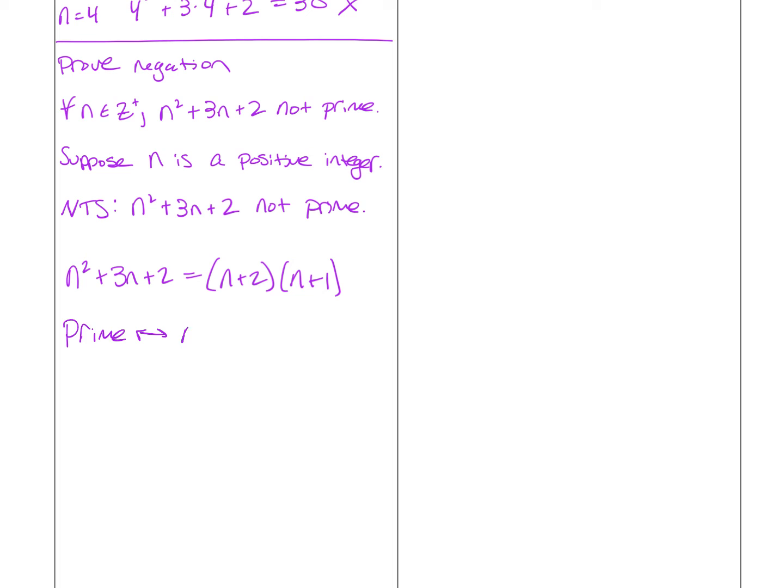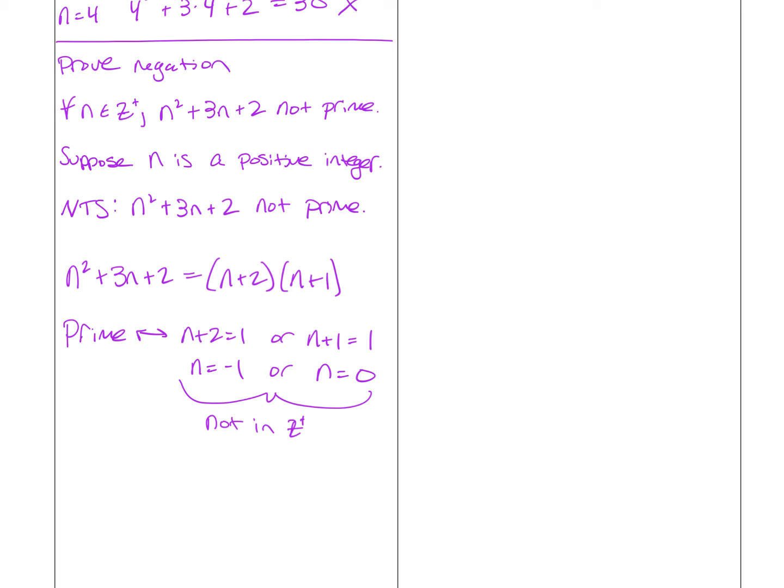So for this to be prime, that would mean that n plus 2 is 1, or n plus 1 is 1, which means n would be -1, or n is 0. Neither of those are positive integers. Not in the positive integers. So that means that n squared plus 3n plus 2 can't be prime. It can't be that this is 1 or this is 1 if n is a positive integer. There's no positive integer that can make that true.